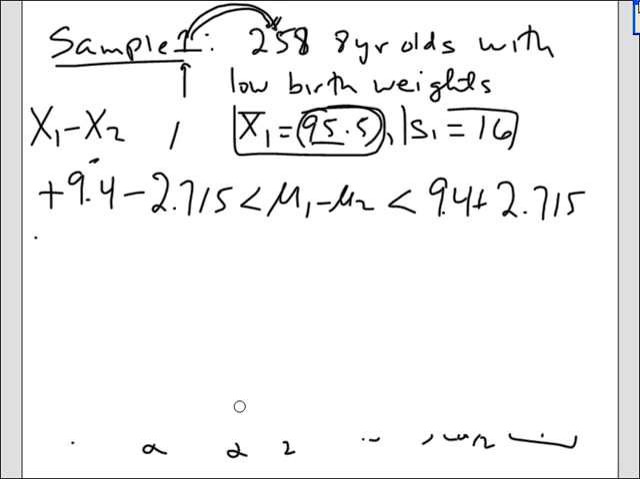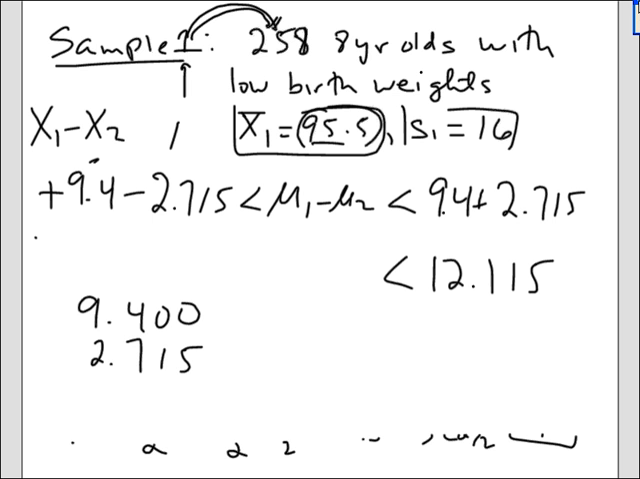Right, and you do the arithmetic, and that will be it. On the right side, you get 12.115. On the left side, you get very close to like 6.7, I bet. 2.715, 85, 6, 6.685.